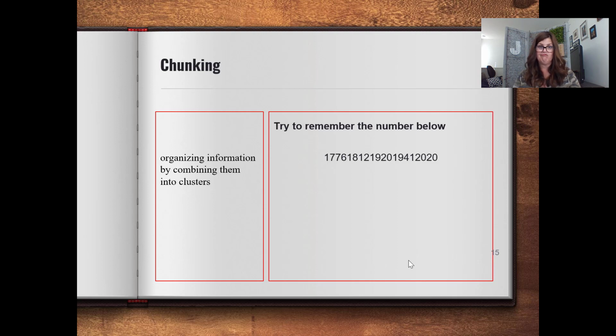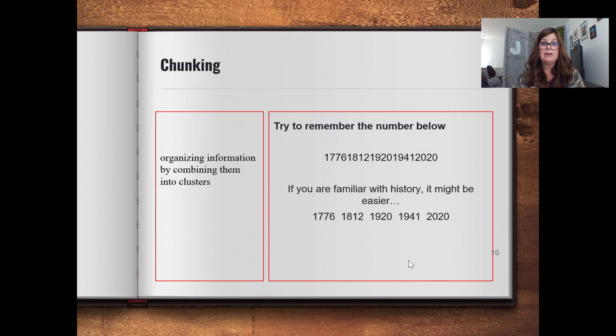Can you remember that? How you doing? It's a little overwhelming. I wouldn't be able to do it. But now, if you're familiar with history, it might be a little bit easier there, okay? So now look at those numbers. And if you break it down with some of those important years in history, you might have an easier time remembering the number. Can you see it? Can you see how chunking helps you organize information by combining them into clusters?